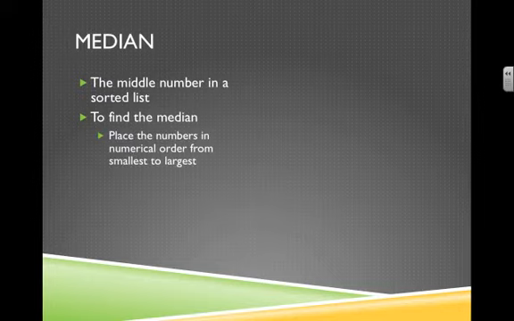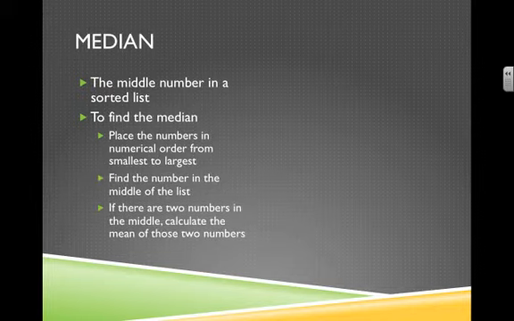So to find the median, you place the numbers in numerical order, starting from the smallest and going up to the largest. Find the number that is in the middle of the list, and if there are 2 numbers in the middle, calculate the mean of those 2 numbers.